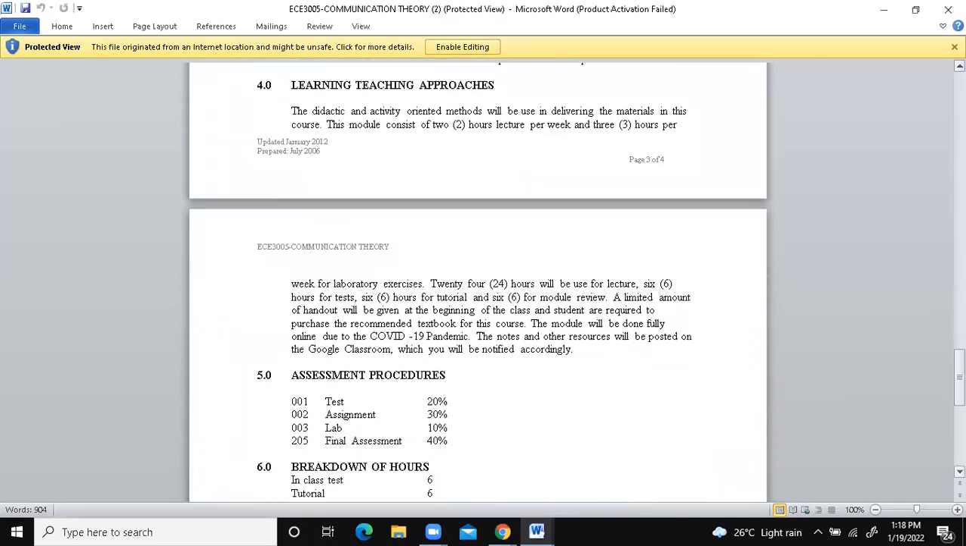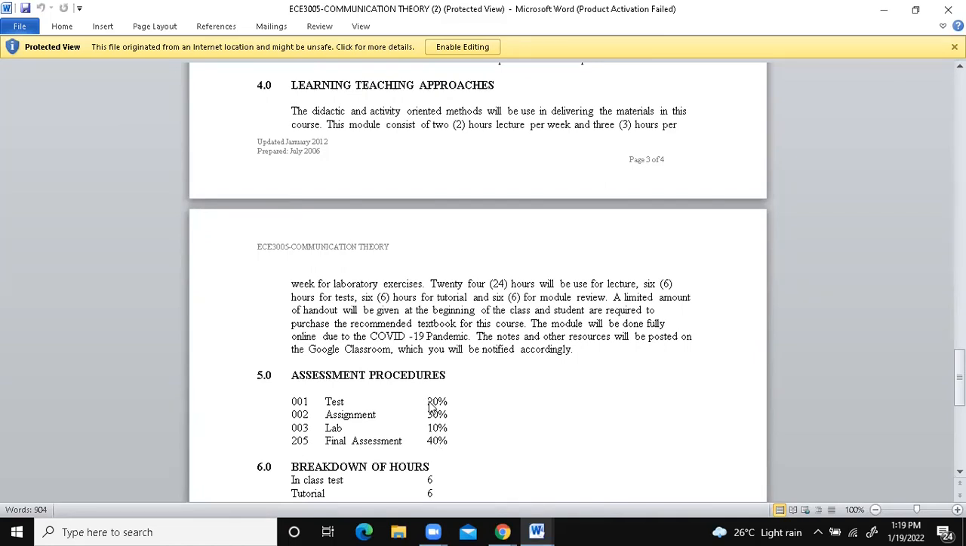Now, this is the favorite part. This is what most people are interested in. How will they be assessed? Okay. This is what I have here from Mr. Thorpe: test 20%, assignment 30%, lab 10%, and final exam 40%.